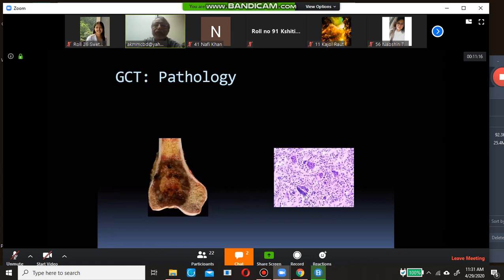The histology will be like this. The giant cells will be there, but the tumor cells are the spindle cells in between the giant cells. These small cells. And this type, when there is a specimen, this part is the GCT, giant cell tumor.